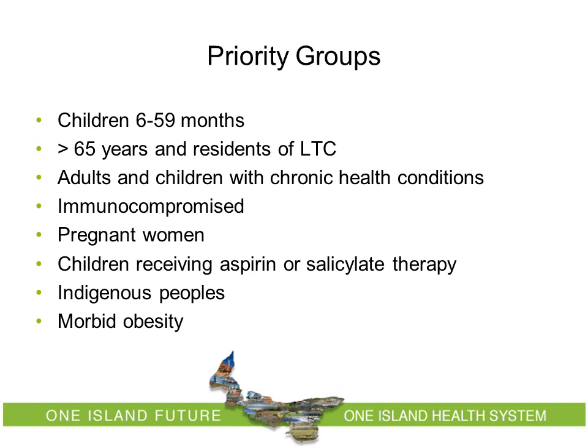Although this is a universal program, priority groups are encouraged to get the vaccine. Priority groups include children 6 to 59 months of age, individuals greater than 65 years, residents of long-term care, and adults and children with chronic health issues. Vaccination has been associated with lower rates of some cardiac events among people with heart disease, especially among those who have had a cardiac event in the past year. Flu vaccination also has been shown in separate studies to be associated with reduced hospitalization among people with diabetes and chronic lung disease.